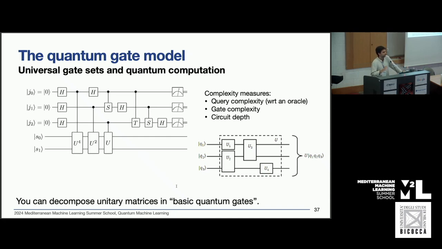And finally, you have this abstract complexity measure, which is the query complexity. So you're asking, how many times do I call a certain function? And then you're allowed to perform intermediate operations in between. So there are several complexity measures.